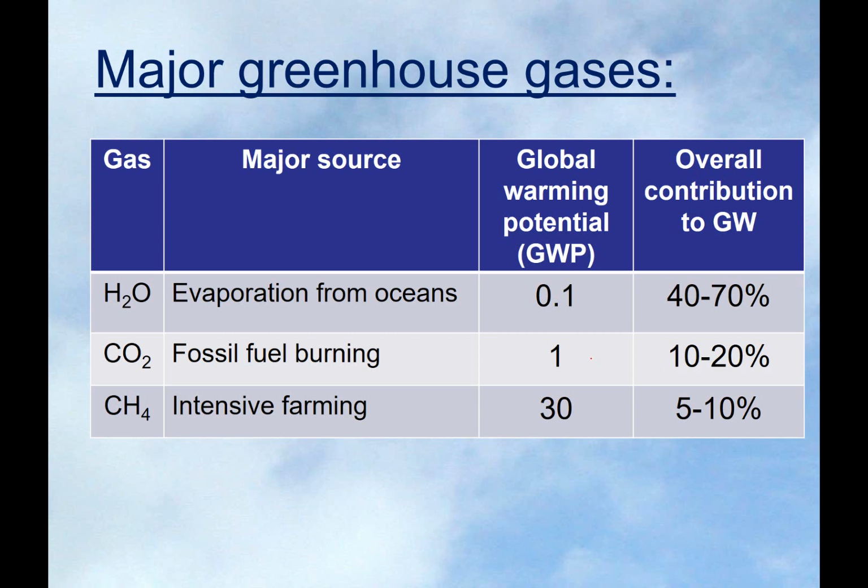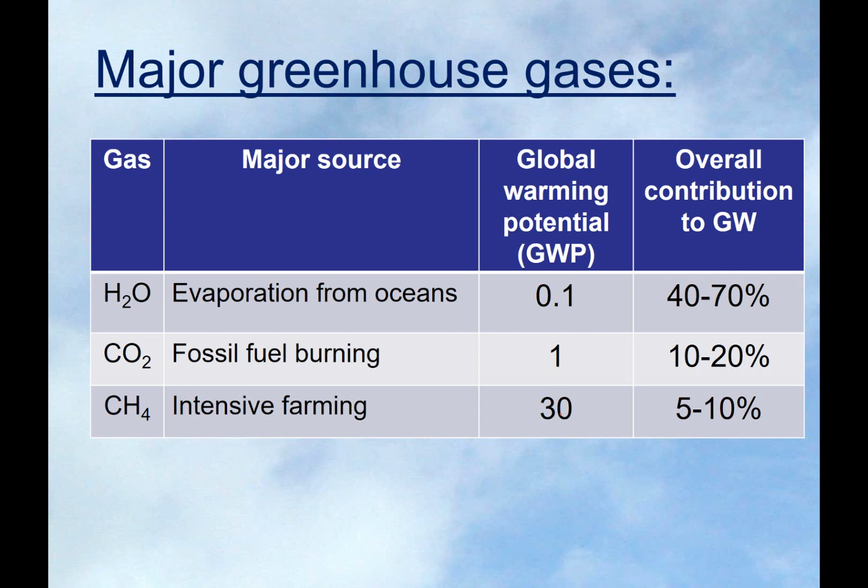Your textbook calls this a greenhouse effect, doesn't matter the name of it. We set CO2 as our standard. We say it has a global warming potential of 1. When water has a global warming potential or greenhouse effect of 0.1, that means water has 10% of the impact on overall global warming that CO2 does, whereas one molecule of methane is 30 times as bad as CO2 in terms of its global warming potential, in terms of its greenhouse effect.